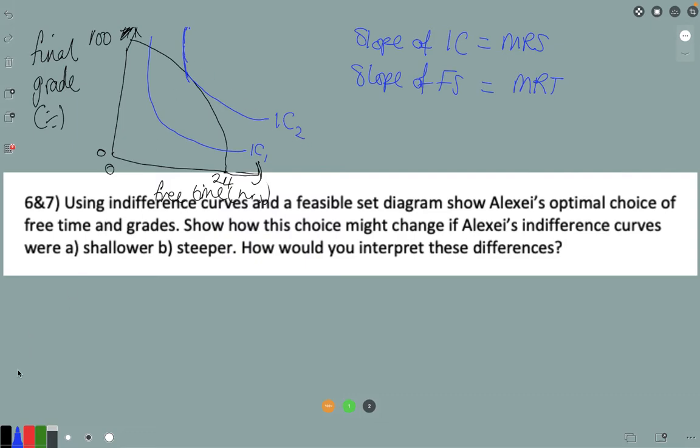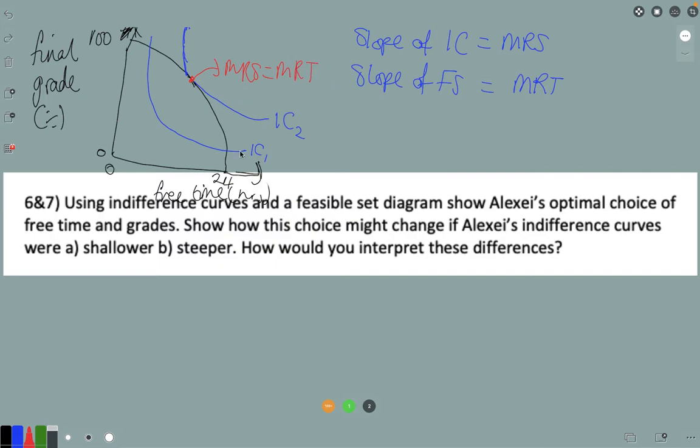Okay, IC2, you get my gist there. So the point at which we've got the most optimal indifference curve is when they're tangential. At the point where they're tangential, which is here, our slopes are the same. The slope of the indifference curve at this point is the same as the slope of the feasible set, so MRS is equal to MRT, and that's an optimality condition.